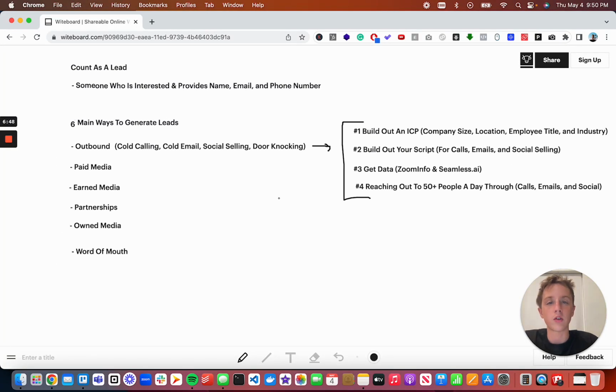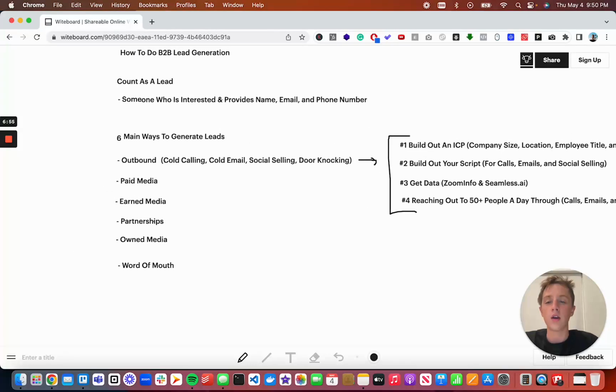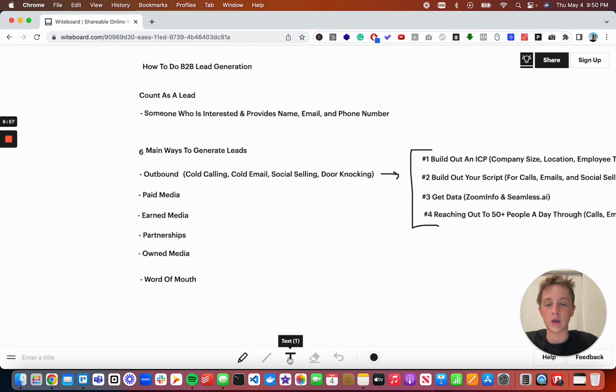So outbound is a super popular method for B2B. A lot of B2B companies are using it, and it is definitely a good strategy. The next strategy is paid media. So this is essentially running ads to generate leads.